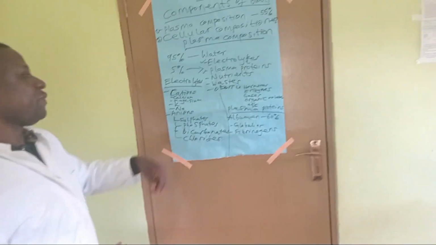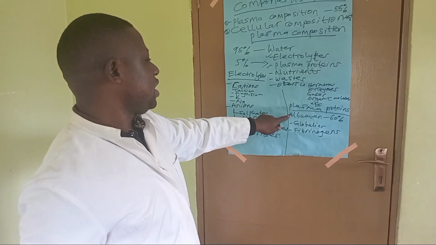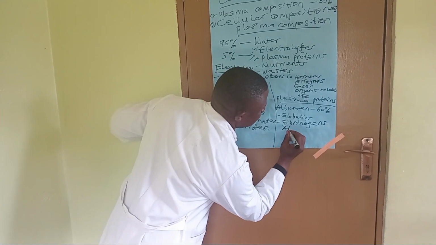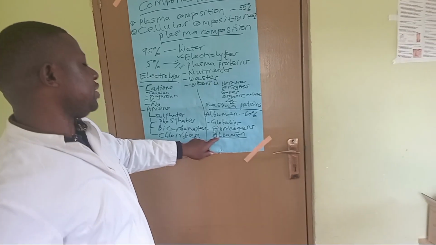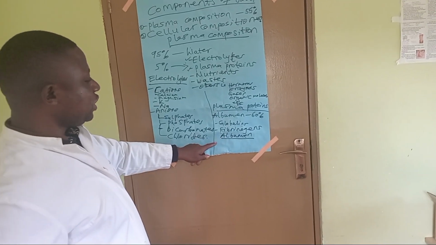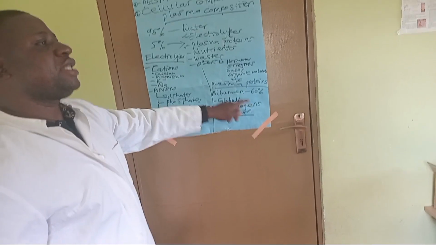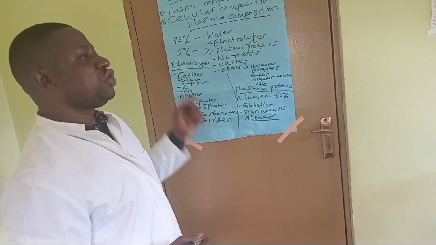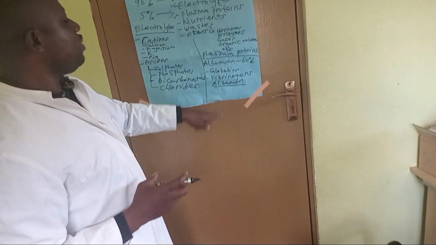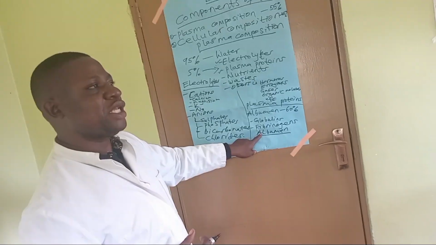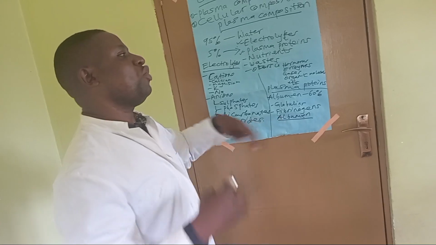The fibrinogens. Now, here when we look at the albumin, it is composed of 60%. Actually, its function here is for transportation. For example, if you are injected with drugs, those drugs will bind to this albumin, and this albumin will help that blood to be transported all over the body to where it is needed.